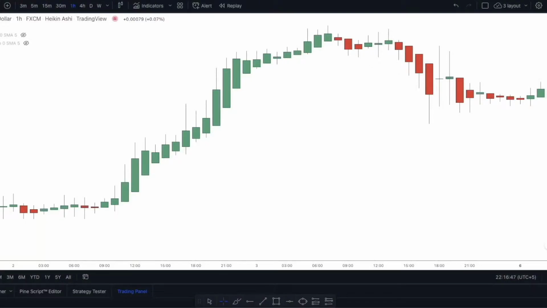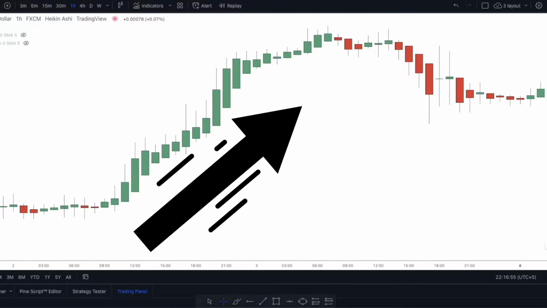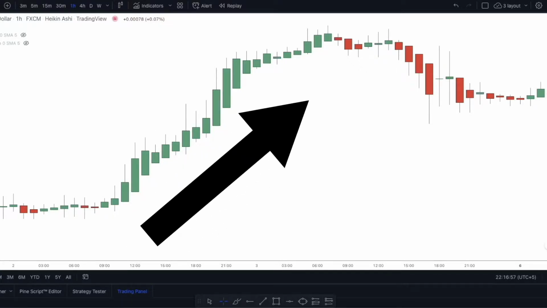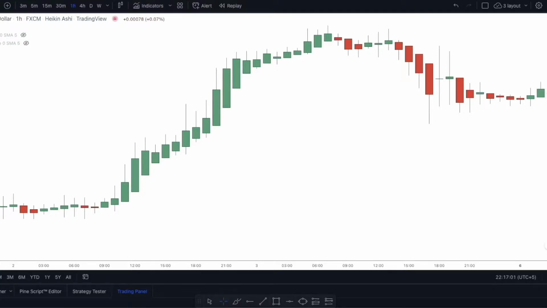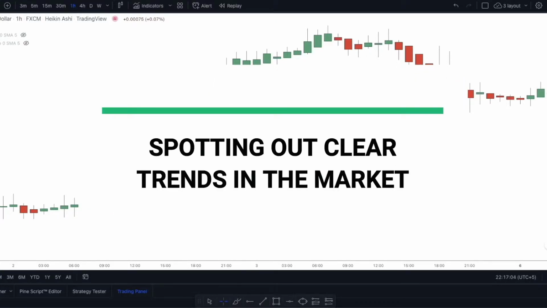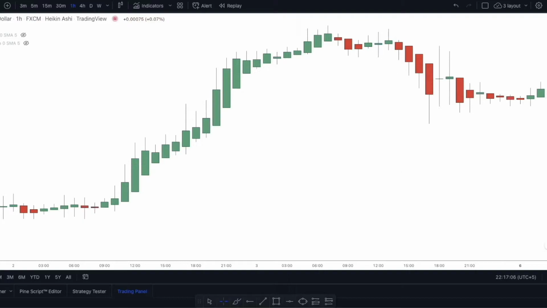However, if you used Heikin Ashi charts, you can see that Heikin Ashi candles stayed green throughout the price move. Therefore, you could have held on to your buy trade throughout this price move. This is what Heikin Ashi charts are used for. They are used for spotting clear trends in the market. Now let's see different types of Heikin Ashi candles.